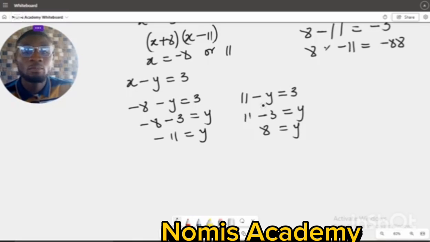When x is equal to minus 8, y is equal to minus 11. So those are the two pairs of numbers that we are looking for. Is that correct? Do you get it well?